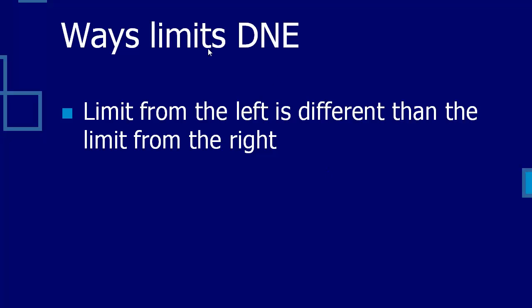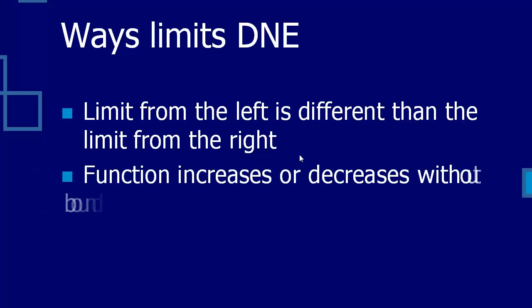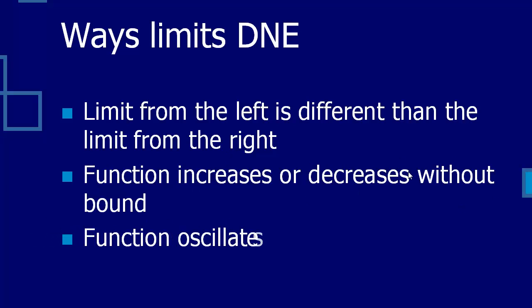First of all, if the limit from the left side is different than the limit from the right, that's the key definition of a limit. So if it violates that, the limit definitely does not exist. A second way is if the function increases or decreases without bound. In other words, if as x approaches c, the function approaches positive or negative infinity, the limit does not exist. The limit is going to be positive or negative infinity. And we're going to concentrate mostly on that one in this section. Finally, if the function oscillates between two values, then it does not exist either.